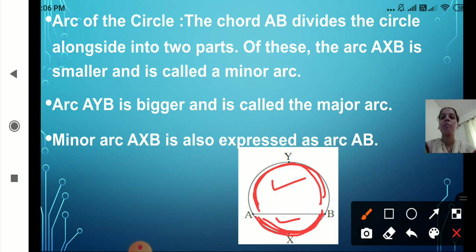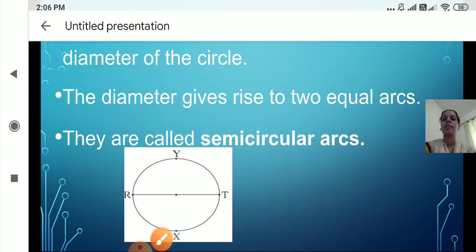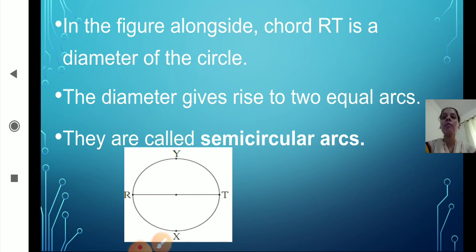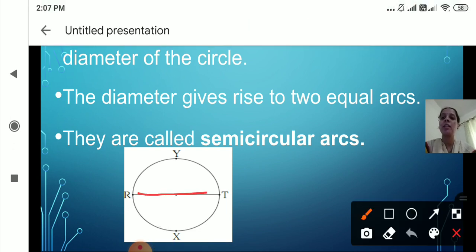So because of the chord, the circle is divided into two parts and here we got two arcs, one is major arc and one is minor arc. The bigger arc is major arc and the smaller arc is minor arc. Now in the figure alongside, chord RT is the diameter of the circle. Now see here, this chord RT is the diameter of the circle.